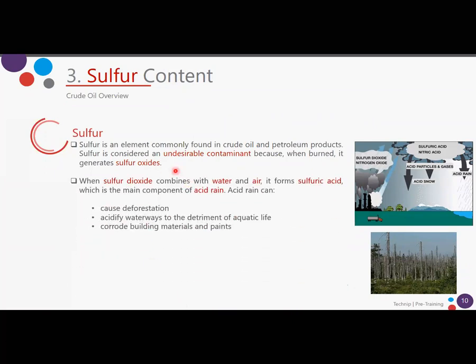Sulfur dioxide is created in the combustion of sulfur, and this sulfur dioxide combines with water and air to form sulfuric acid, which is the main component of acid rain. As you know, acid rain can cause deforestation, can acidify the waterways to the detriment of aquatic life, and corrodes building material and plants.